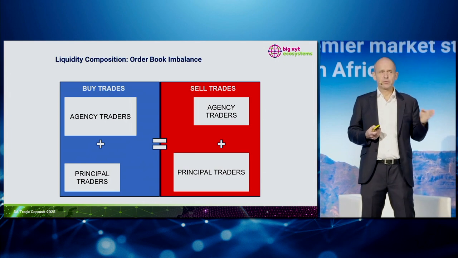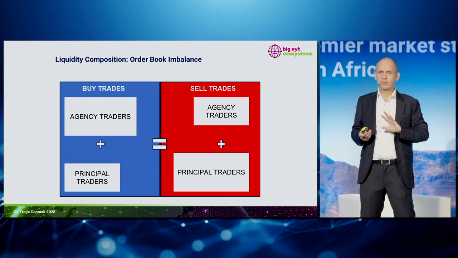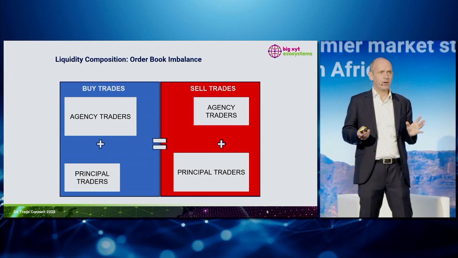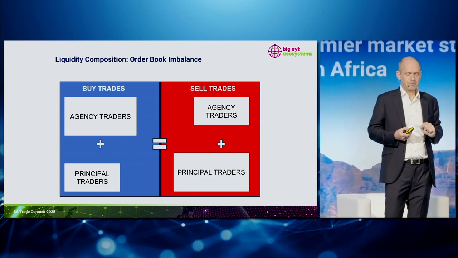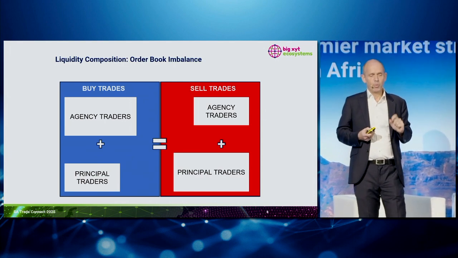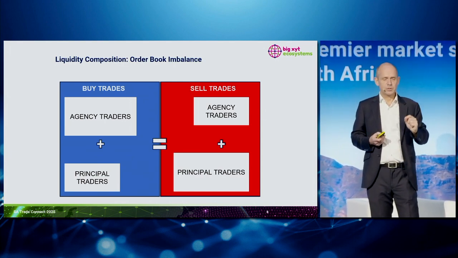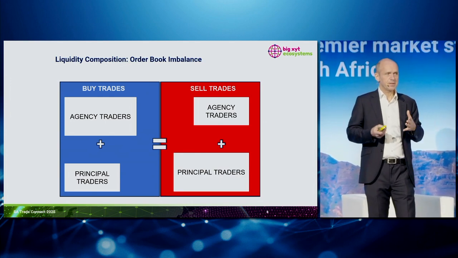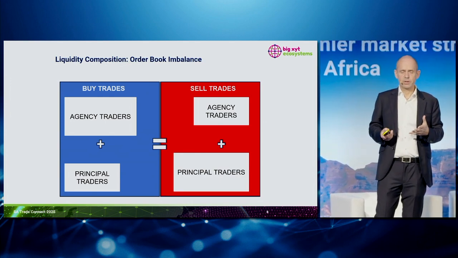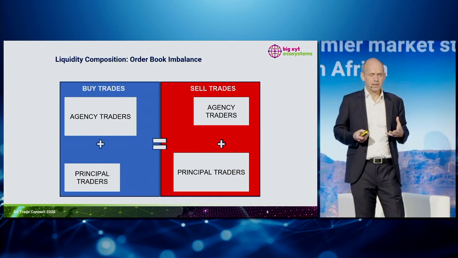Buys versus sells, they always equal each other. That's kind of obvious. You've got a buyer and a seller. If they don't, then there's a serious problem, and we'd be looking at a different slide. But what is interesting is the proportion of agency trading versus principal trading on each side of the book. That's a different way of looking at order book imbalance. It's not a perfect science.